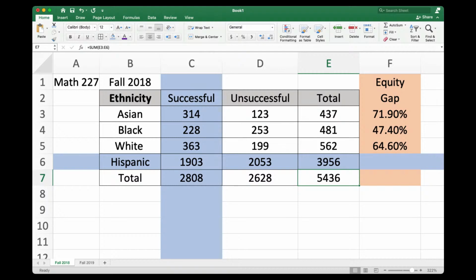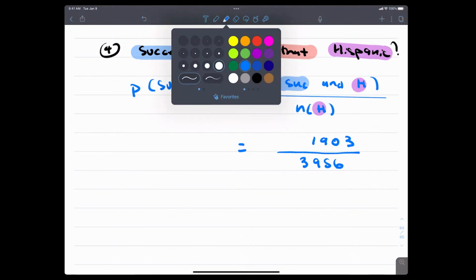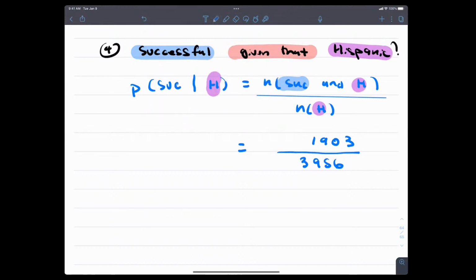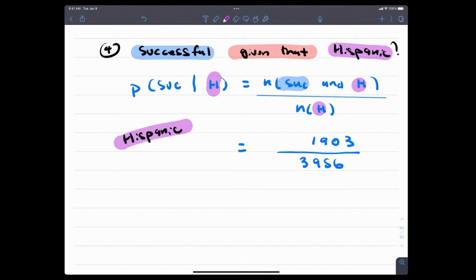All right, you guys okay with that one? So what I'm going to do now here is this. Let's find the success rate for which group? For Hispanic students. The success rates, let's find that out. Okay, so get out the TI.